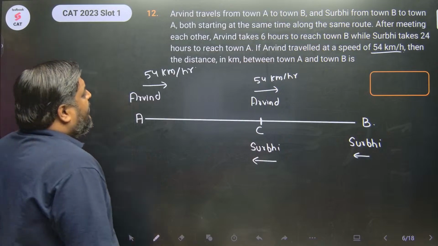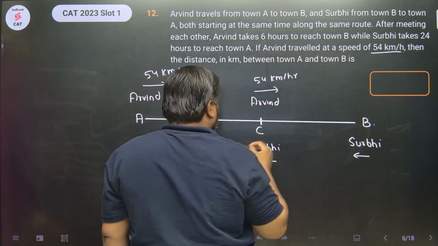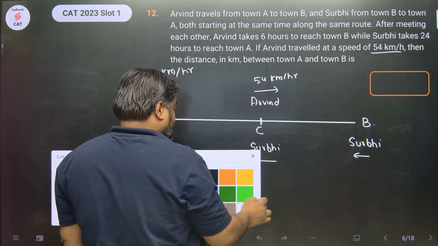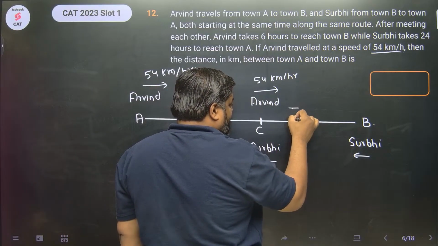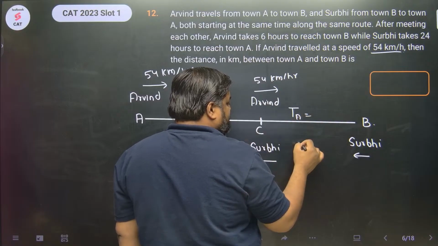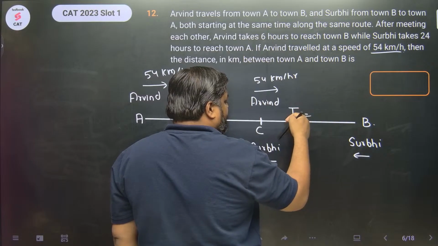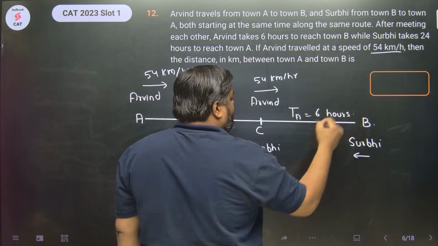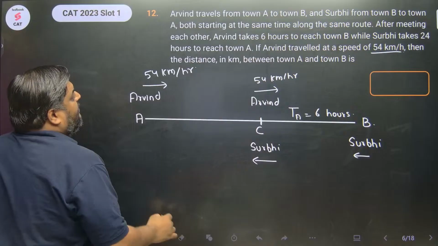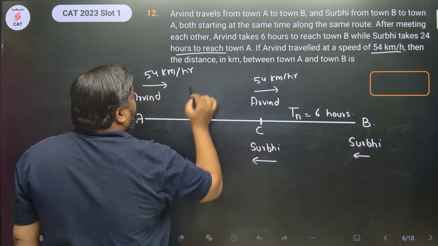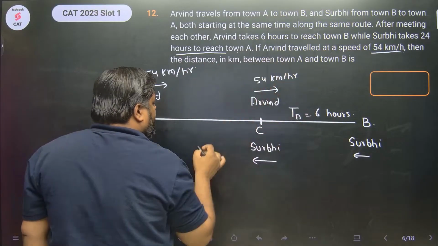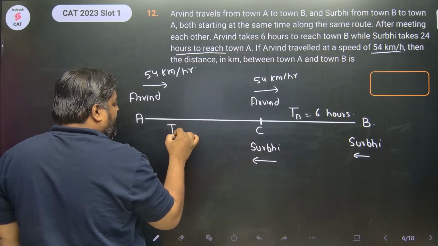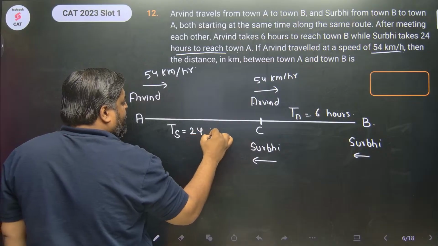Okay. Arvind takes 6 hours to reach town B. Now time taken by Arvind to cover the distance CB is 6 hours. And time taken by Surbhi to reach town A after their meet is 24 hours. Surbhi is covering the distance CA in 24 hours.